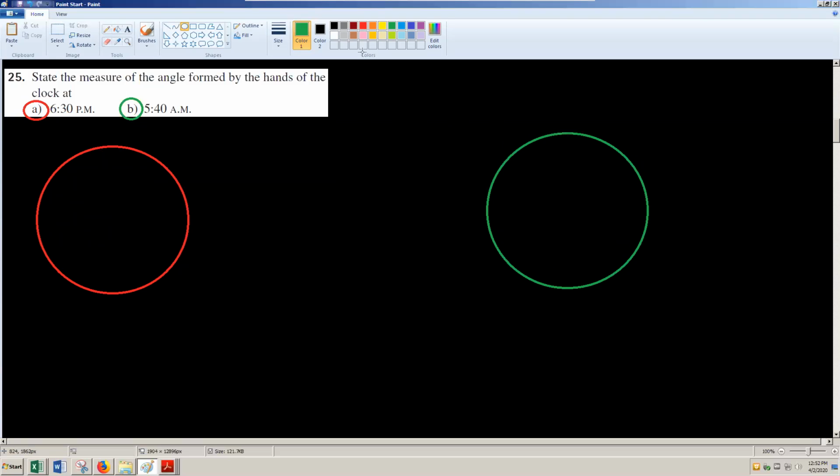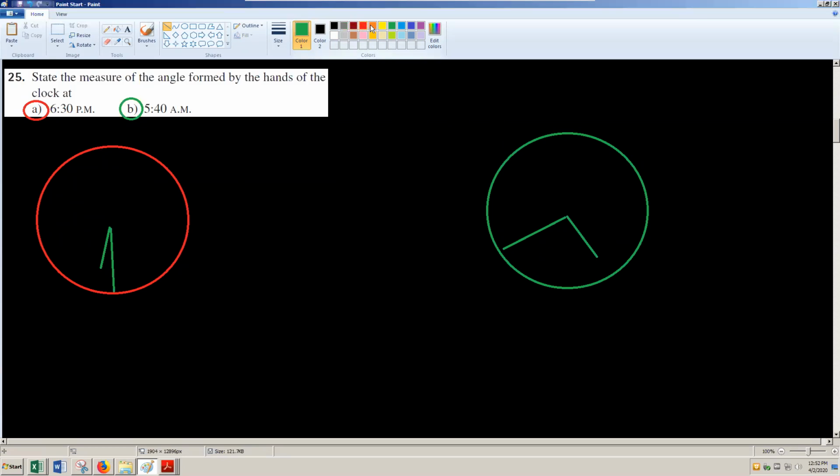All right, here are my 2 clocks. Let's get an approximate. So I'm going to say this is my hour hand at like 6, and there's my minute hand at 30. Put my hour hand at 5, minute hand at 40, something like that. So there we just have our 2 clocks here.